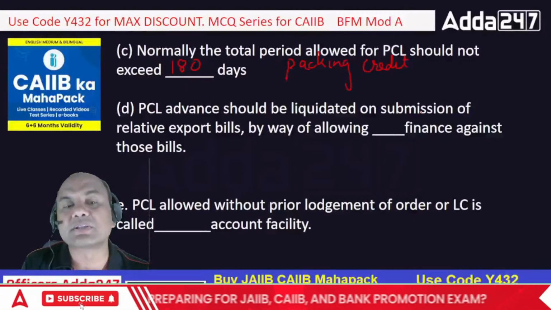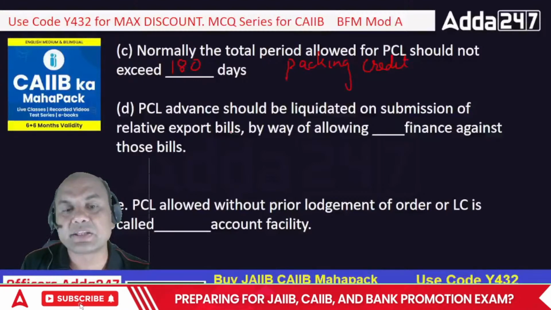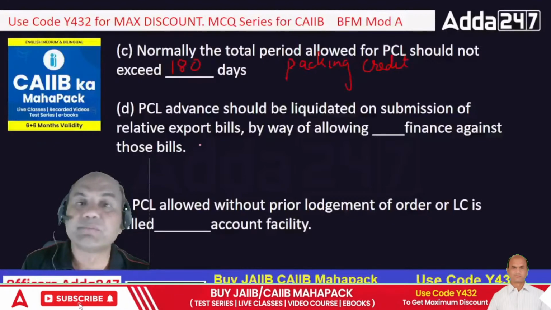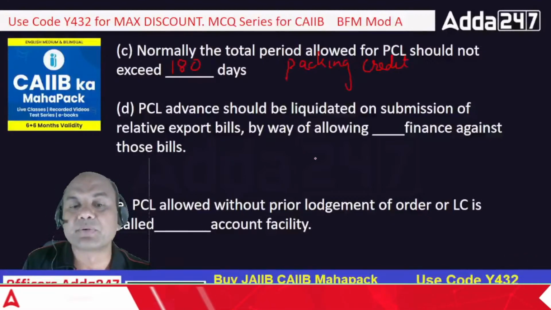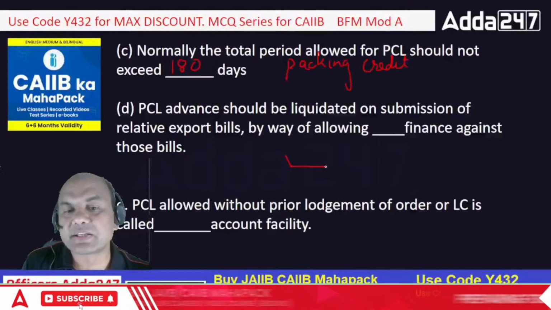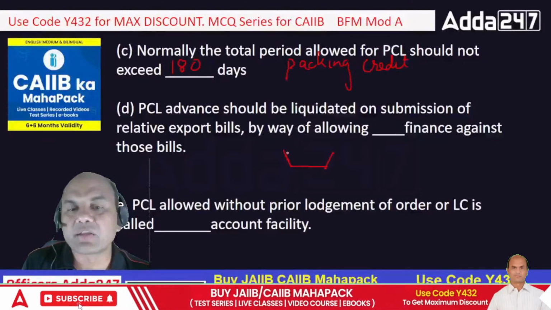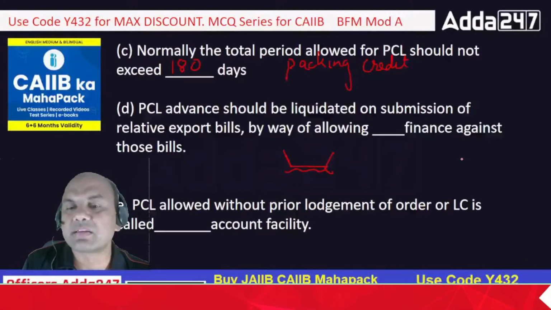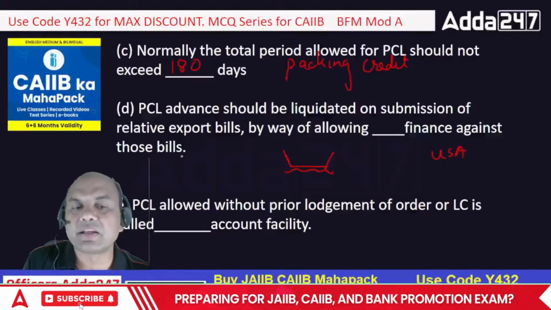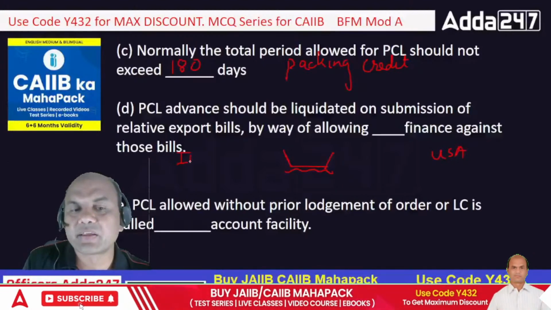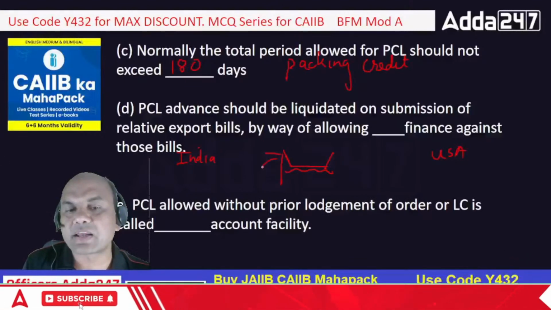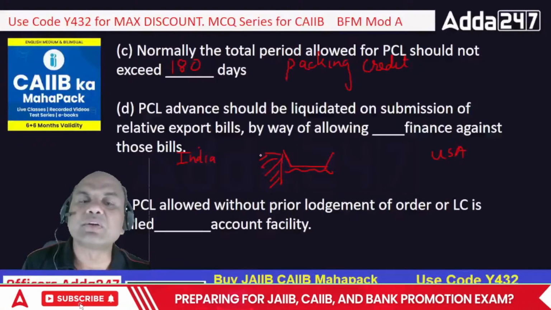Advance should be liquidated on submission of the relative export bills by way of allowing post-shipment finance against those bills. Means what? Now look at this. Suppose I am an exporter. I have made the shipment. This is my ship, this is the sea, this is USA, and I am over here in India. This is the port where the ship is standing right now. So what will I do?